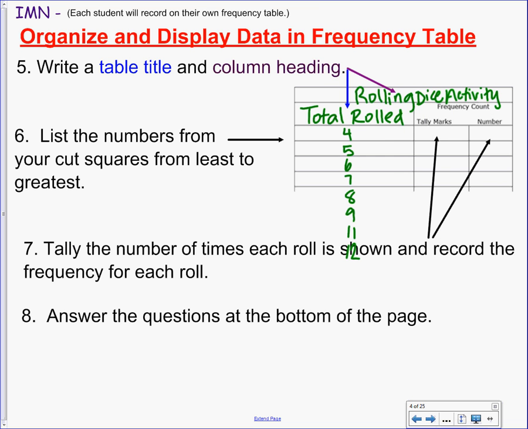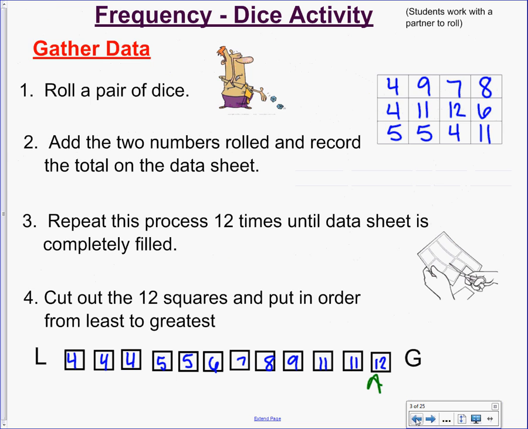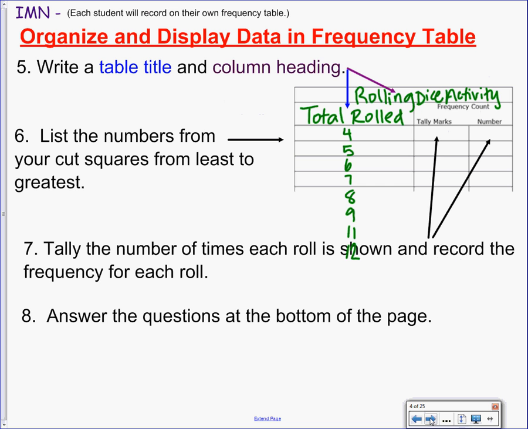Then they tallied how many times they got each answer. So 4, I got three times, so I put 3 tallies. 5 I got twice. 6, 7, 8, 9 I got once. 11 I got twice, and 12 I got once. They tallied how many they got of each number, and then they turned those tally marks into numbers. And that is a frequency chart. Then we used this data the next day to make a dot plot, but that'll be in the next video.